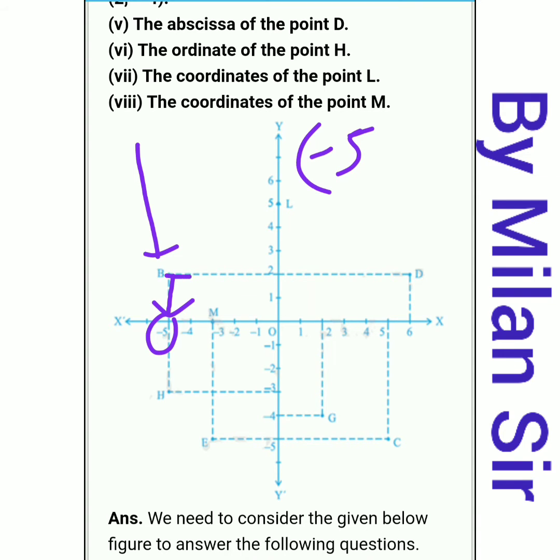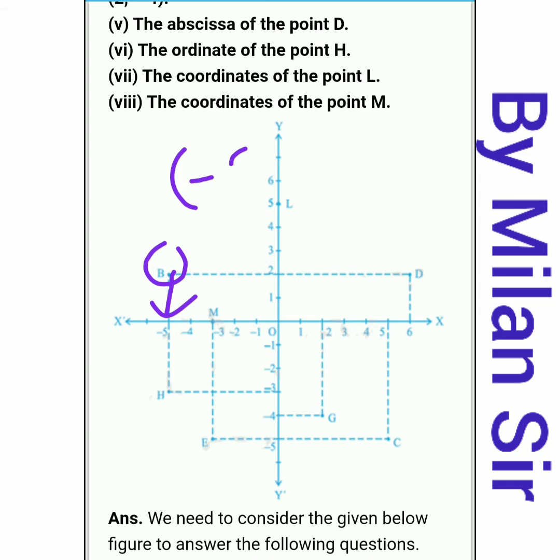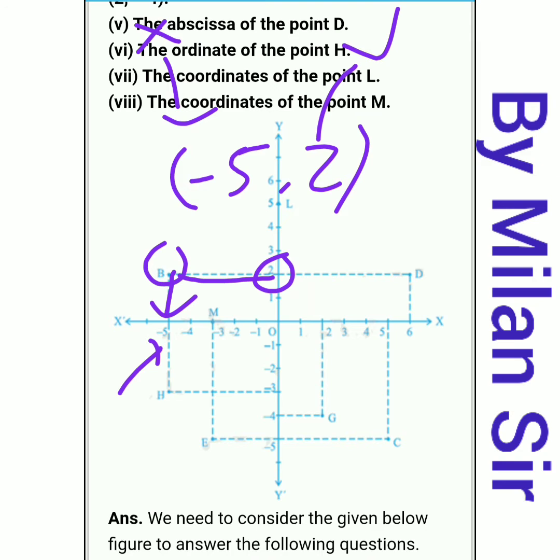Then for the y coordinate we need to see on the y-axis. Right now 2 is there. So the y coordinate is 2. So the final answer is minus 5, 2. B is present here. First of all we need to see on the x-axis, because first we need to write the x coordinate. Here we have the value minus 5. Then the y coordinate we need to see on the y-axis. 2 is there. First number represents the x coordinate. Second number represents the y coordinate.